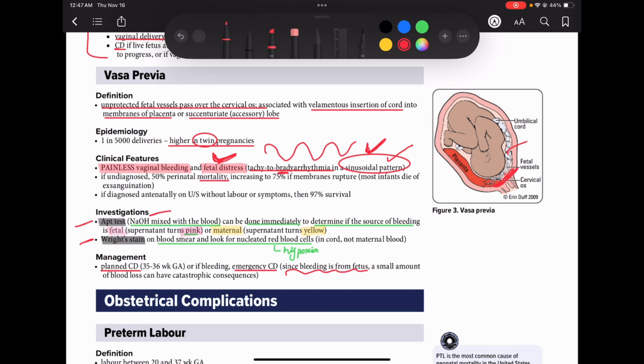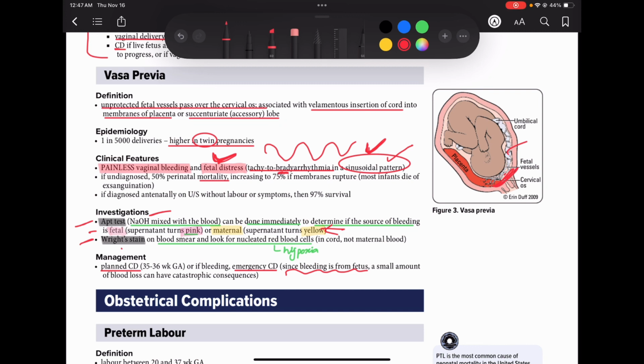It can be done immediately, and what it does is it determines the source of bleeding. Whatever bleeding is coming, we'll just quickly mix sodium hydroxide in it, and if it turns pink, then it is fetal blood, and if it turns yellow, then it is maternal blood. So it would help us know what's the source of blood, and if it's more fetal, then it is directly indicated towards vasa previa.